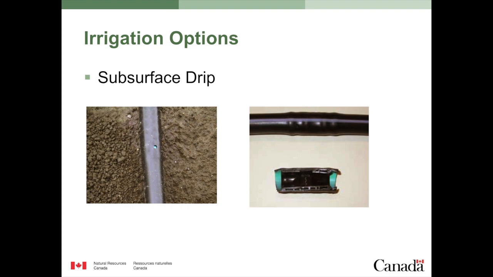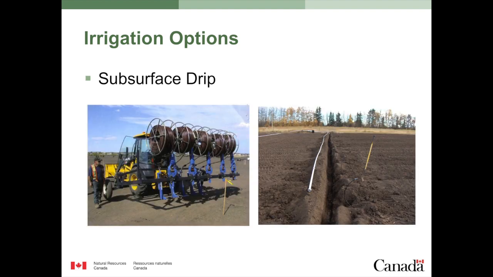So with subsurface drip irrigation, you're burying the line 12 to 18 inches underground, and these emitters are every 12 to 24 inches depending on the spacing you want, and the water comes out of that hole and it never sees the surface and is right in the root zone where the plants can use it. Very easy to put in.